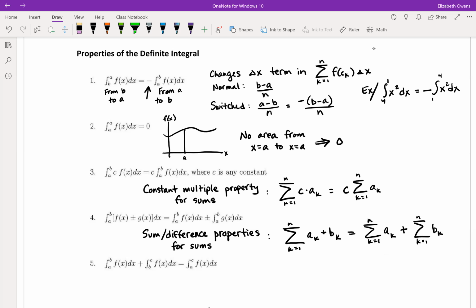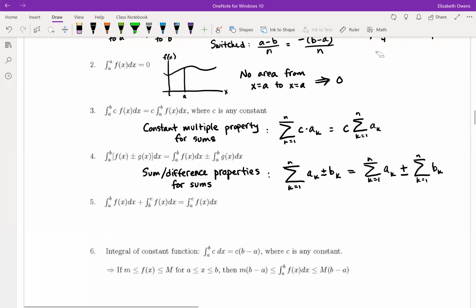And it's going to work the same way with differences. If there's subtraction here, you would just subtract those separated sums. And then in terms of integrals, you would just subtract the integrals. Whatever the original operation was, that's what the new operation is.